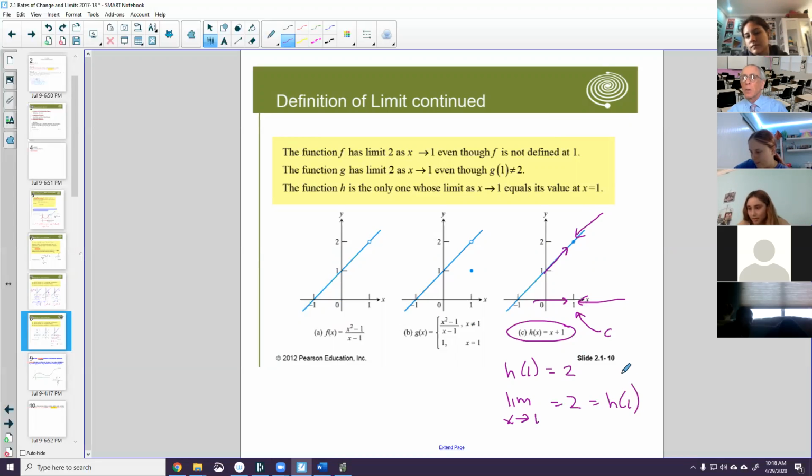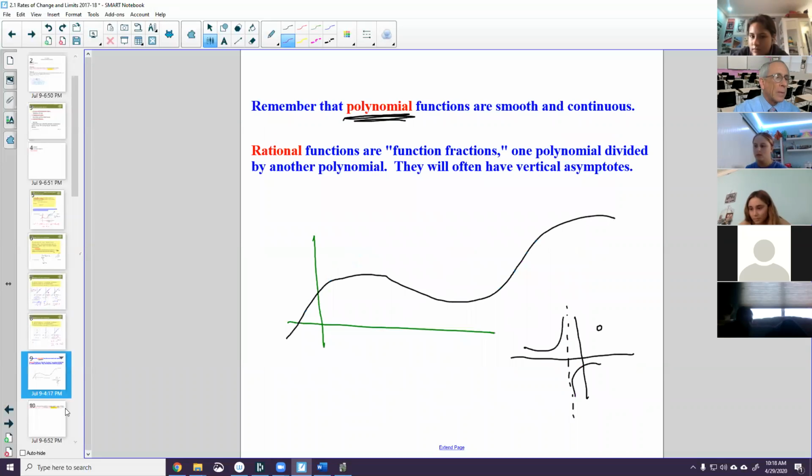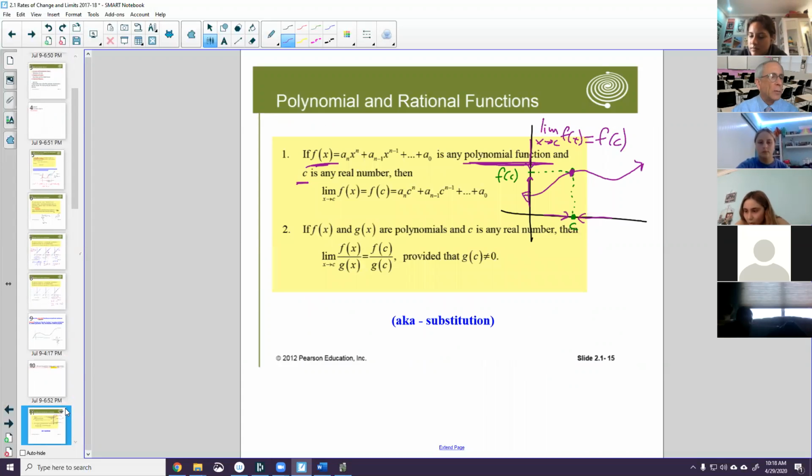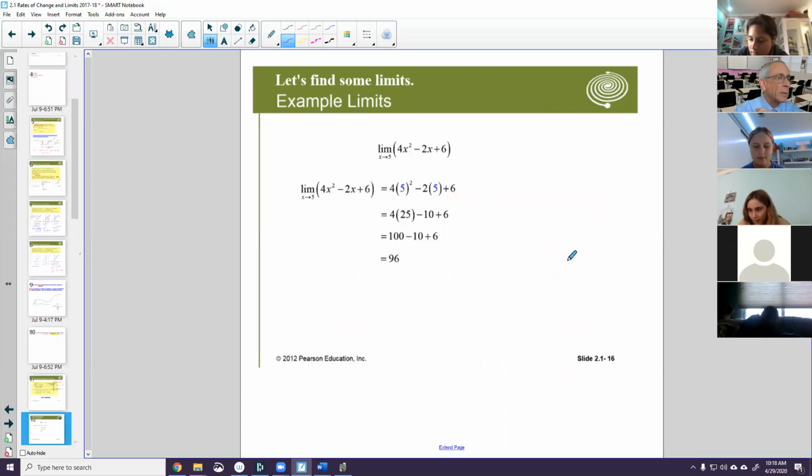So when I have a polynomial and I want to find a limit, I have a real easy way of doing it. All I need to do is plug the c into the function that I'm trying to find the limit for, and that's going to give me my limit. We'll do a problem on this in just a second. Actually, maybe let me see if we can do them right now. Yeah, so let's do this problem. Then we'll go backwards to the next section there.